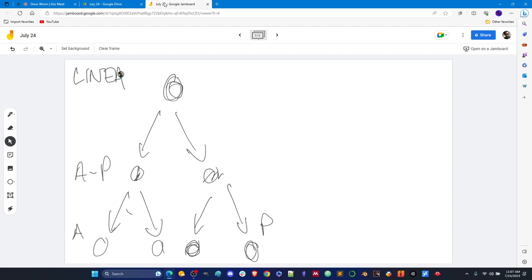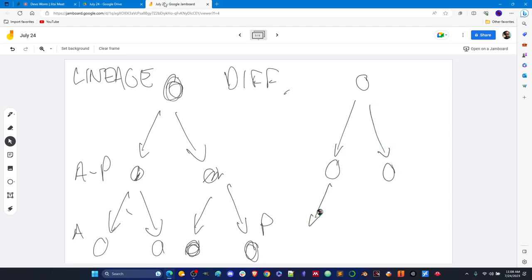What we do in a differentiation tree is we actually organize this by size. So these cells, instead of being anterior or posterior, are going to be organized by size. So this is larger and smaller. This is the largest. This is the larger of the two here. This is the larger of the two here.